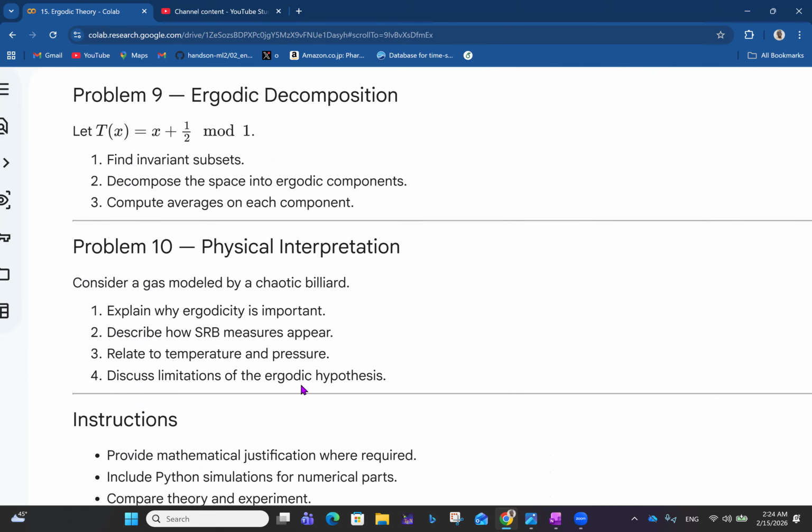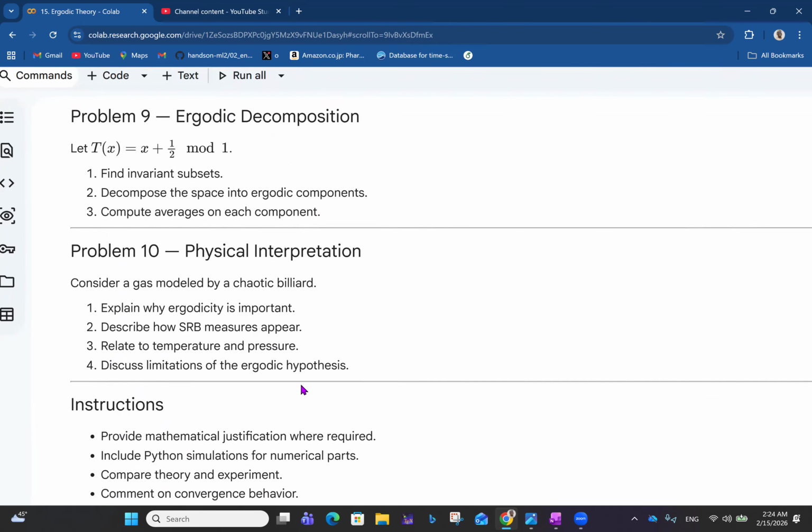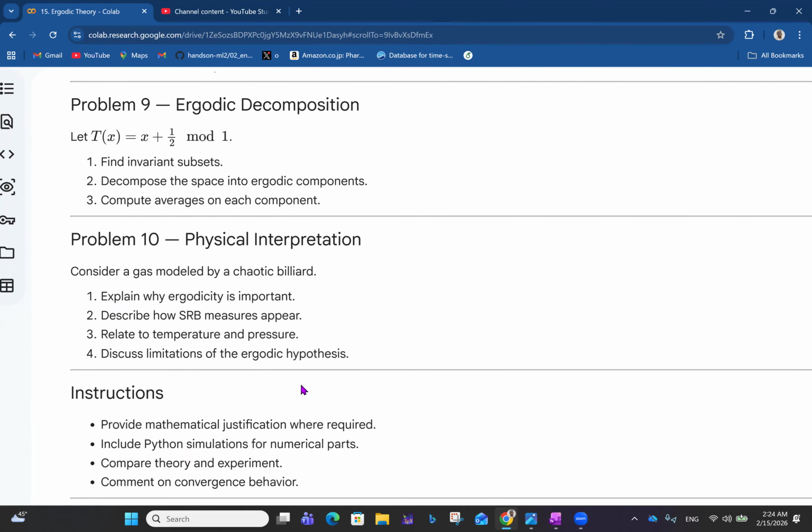Then for 9 and 10 now, you have, can I show everything at once? So for 9, you have ergodic decomposition, okay? And then you also have physical interpretation. Consider a gas modeled by a chaotic billiard. Explain why ergodicity is important. Describe how SRB measures appear. Relate to temperature and pressure. Discuss limitations of the ergodic hypothesis.